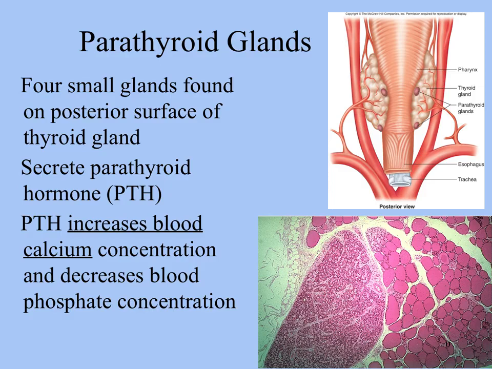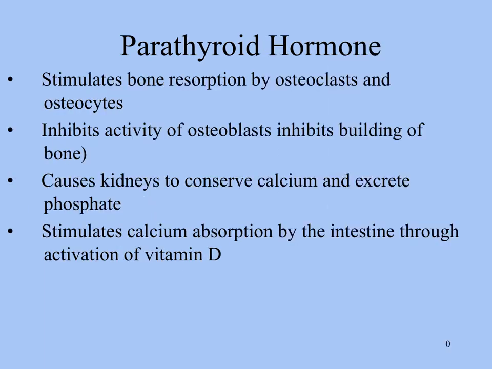So briefly, what are the parathyroid glands and what is parathyroid hormone? Well, if we look at the thyroid gland here, the back of the thyroid gland, there are 4 small areas where the parathyroid glands are located. And their job is to secrete parathyroid hormone. And we already talked about the function of parathyroid hormone in previous slides. Again, more on the function of parathyroid hormone, which we've already covered.